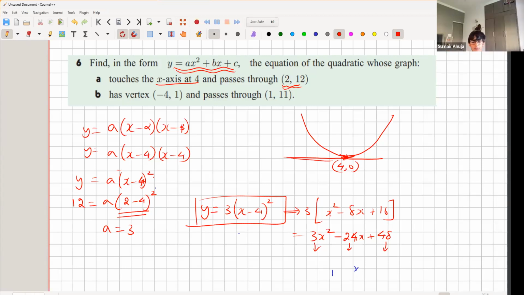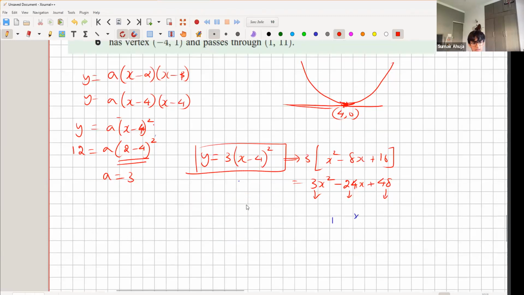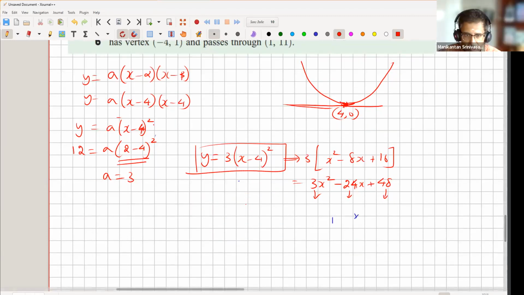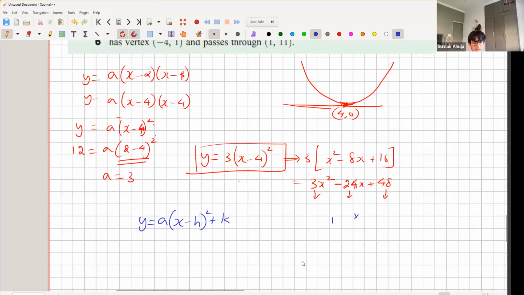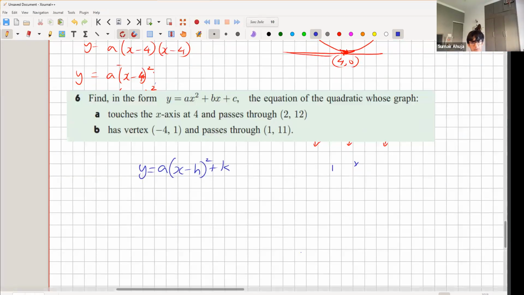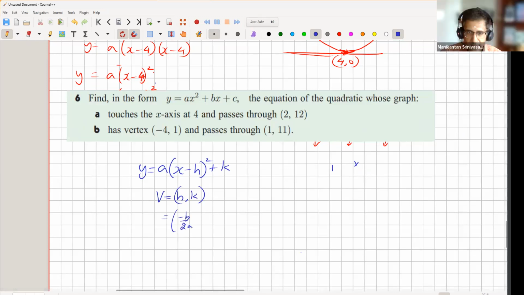Can you repeat what the form to write in a vertex was? In the vertex form, it is y equal to a times (x minus h) whole square plus k. I'll paste this question here. And the thing is just h comma k, right? The whole point of writing it in this form is I can read off the vertex as h comma k. Alright. And the h was minus b by 2a, and the k is minus d by 4a.